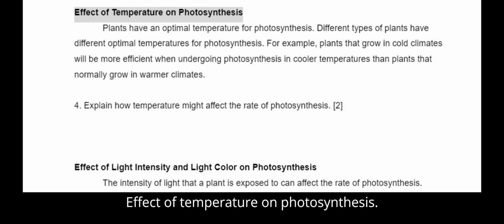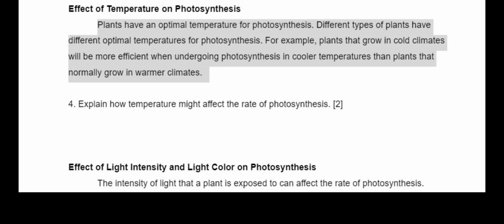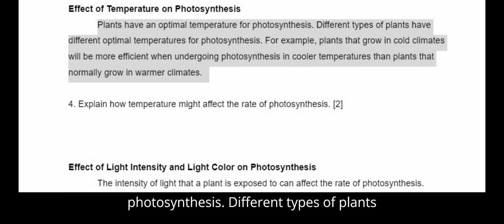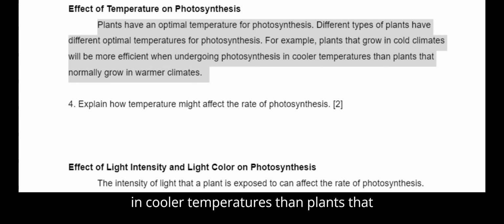Effect of temperature on photosynthesis. Plants have an optimal temperature for photosynthesis. Different types of plants have different optimal temperatures for photosynthesis. For example, plants that grow in cold climates will be more efficient when undergoing photosynthesis in cooler temperatures than plants that normally grow in warmer climates.